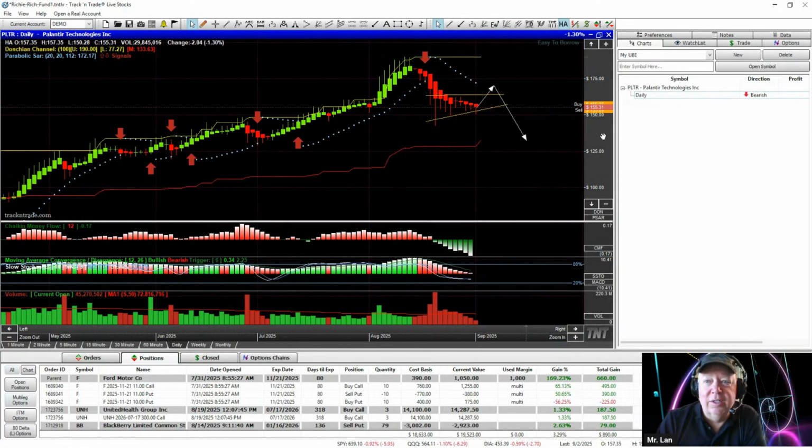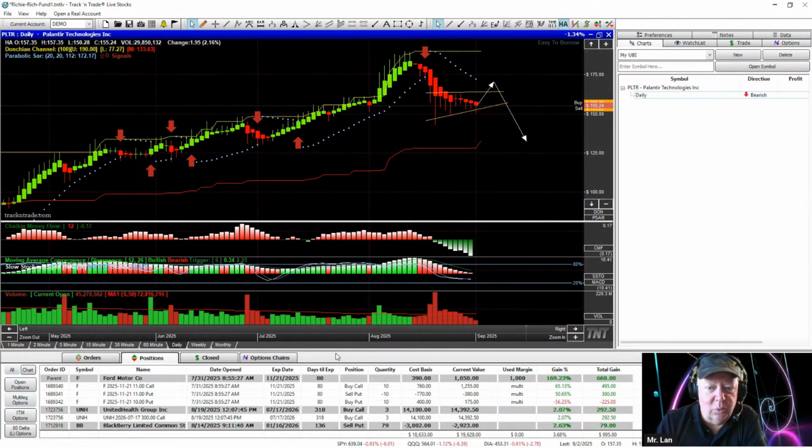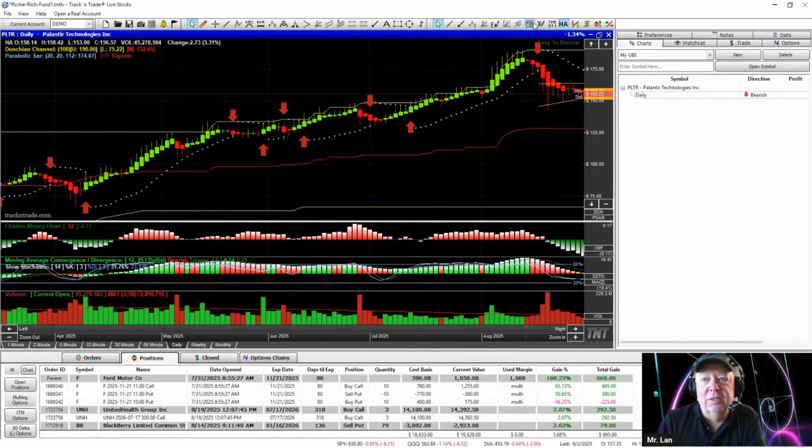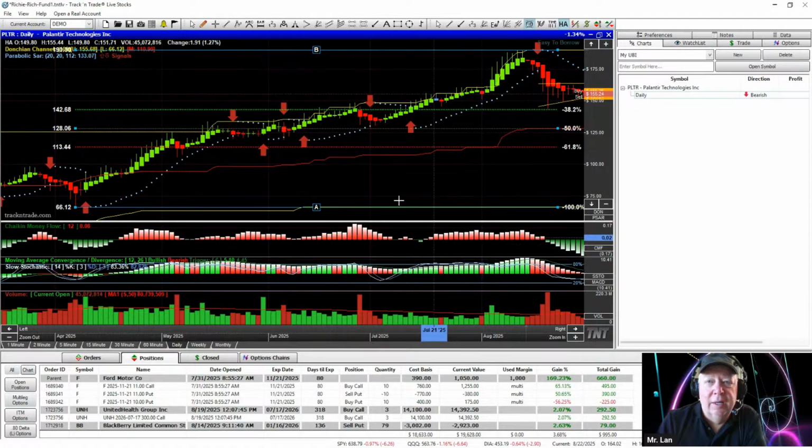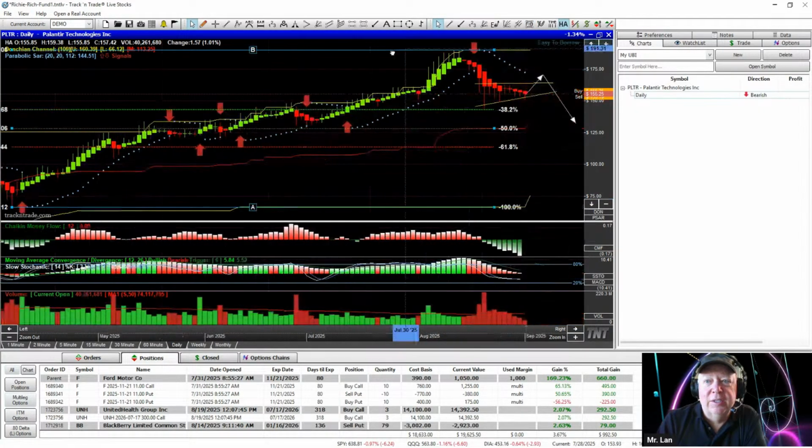I don't know what it's going to do. It's just the models tell us. What has it done in the past? Right, so what have our models told us? In the past, we've had a nice little three-drive pattern in here, and this thing's coming up with our full Fibonacci retracement.